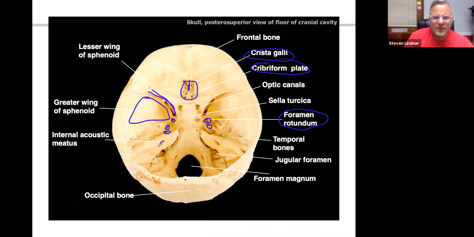Here is the internal acoustic meatus. Remember out here was the external acoustic meatus. That's the internal acoustic meatus. And this portion here is called the petrous portion of the temporal bone. And what that is, if we show you, here's an ear. And this area right here is the petrous portion of the temporal bone.